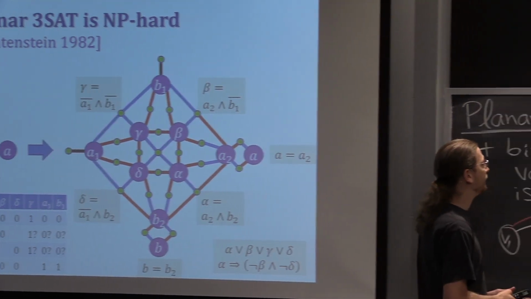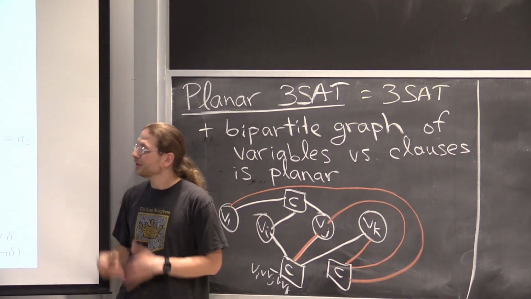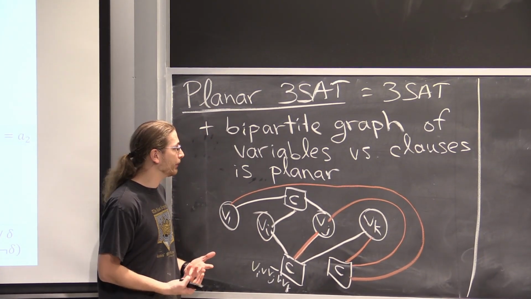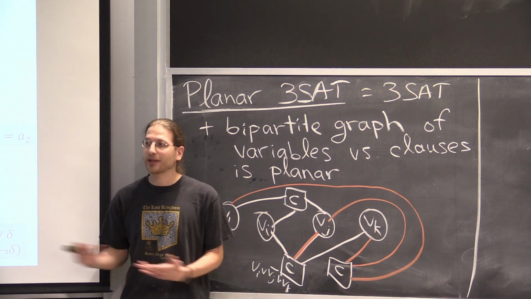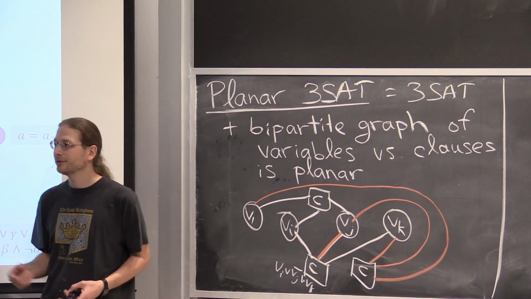But at this point, we have shown this. You just apply this to each crossing. Eventually, you get a planar bipartite graph that's satisfiable if and only if the original is. And so planar 3-SAT is NP-hard.